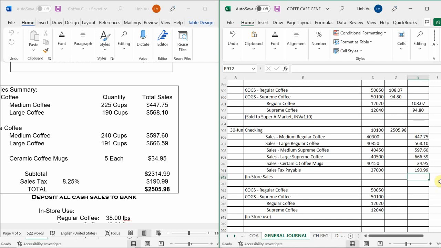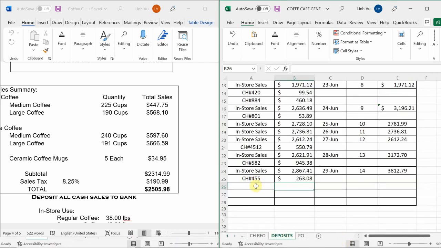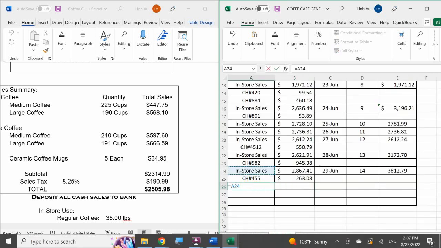Okay. So now I gotta go to the ledger to plug in all my information. But first, let's go ahead and do the deposit now. For the in-store sales, I'm going to deposit all $2,505.98. Today is June 30th. Deposit number 15, for a grand total amount of $2,769.06. Good.